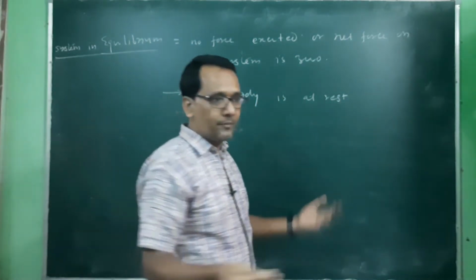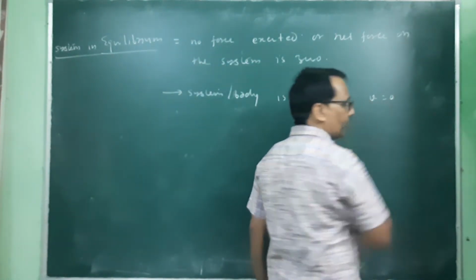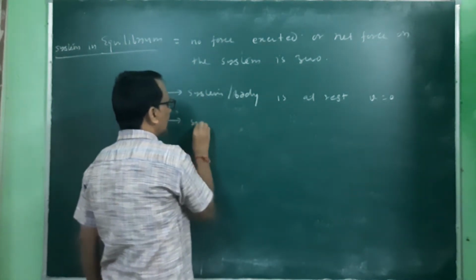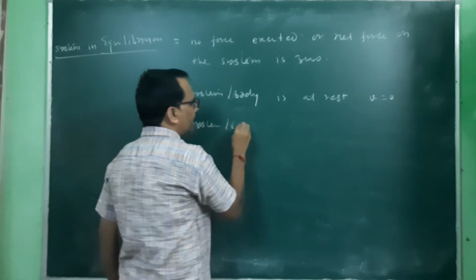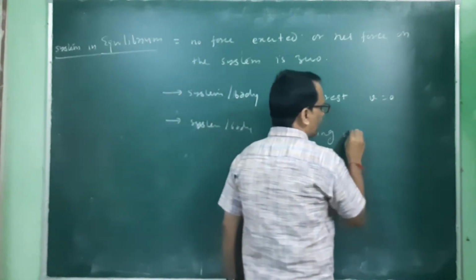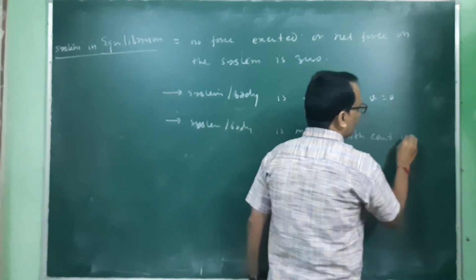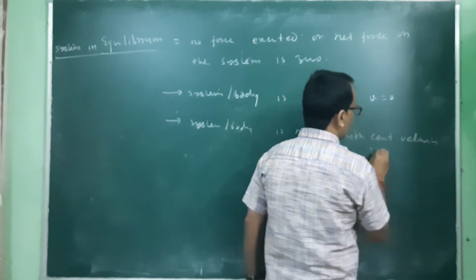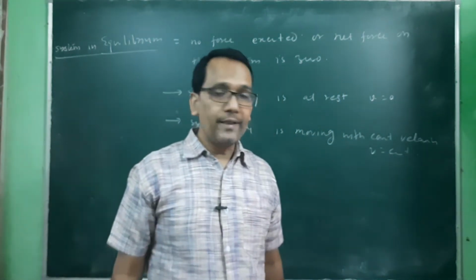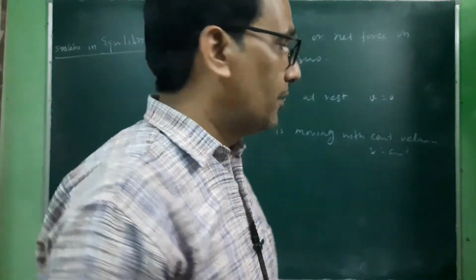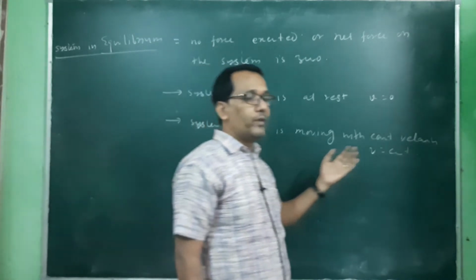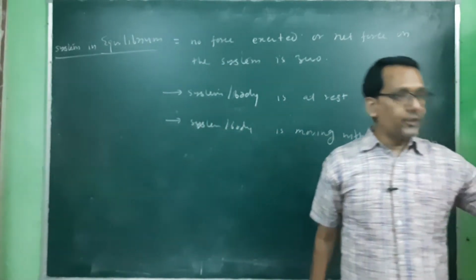The body will be at rest, meaning that velocity v is equal to zero. This is one case. Second, the system or body is moving with constant velocity. Constant velocity means v is constant. So if any system or body is in equilibrium, then either the body will be at rest or it will move with constant velocity. There is no force means there is no acceleration.